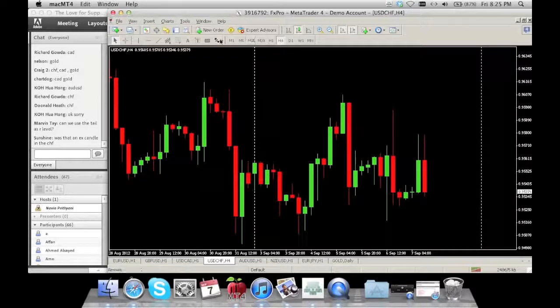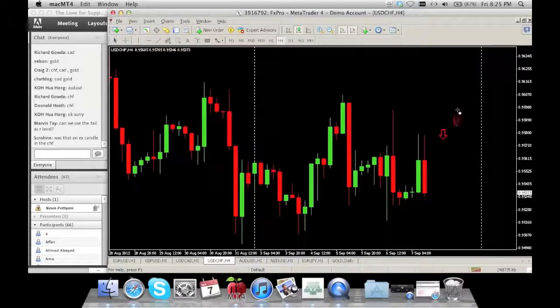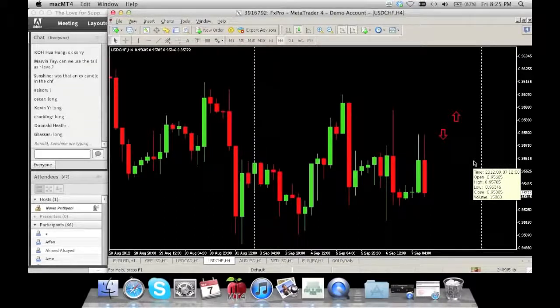So if US dollar CAD is short, US dollar Swiss franc is short, and gold is long, which direction is the overall market? Okay, long, long, long. Okay, good.